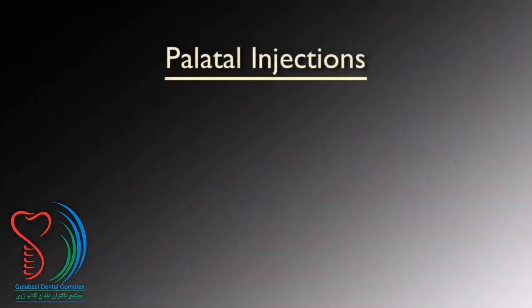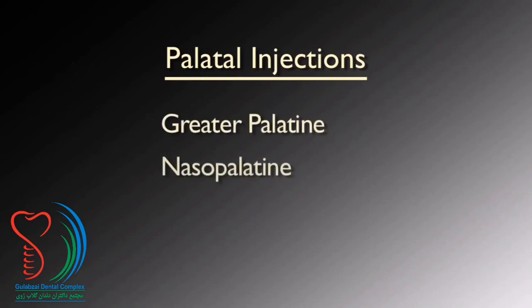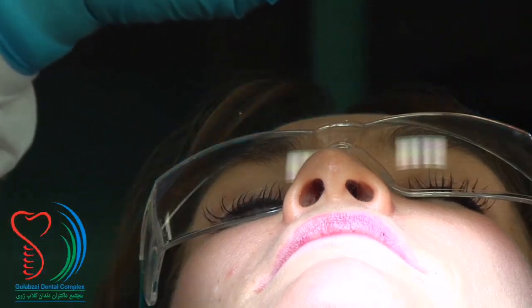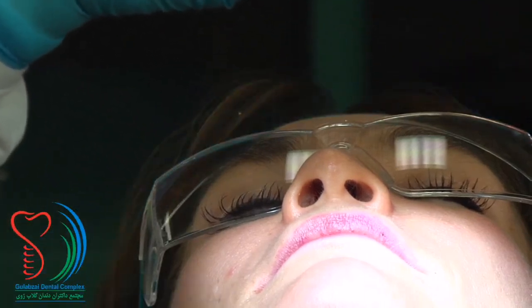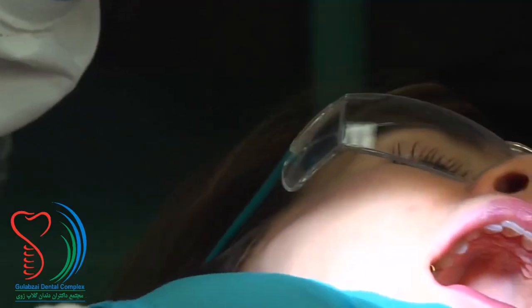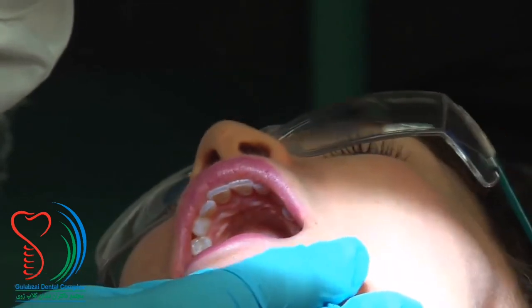The next injections we're going to demonstrate are the palatal injections. There are 2 principal injections, the greater palatine and the nasopalatine. The technique for giving these injections is to have direct vision into the site of penetration. So having the patient in a supine or prone position is important. Have them open wide, turning their head one way or the other so you can visualize the area.